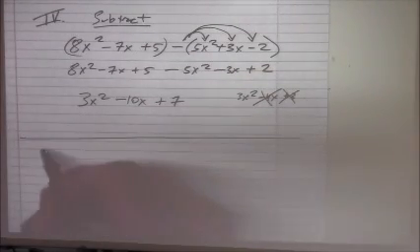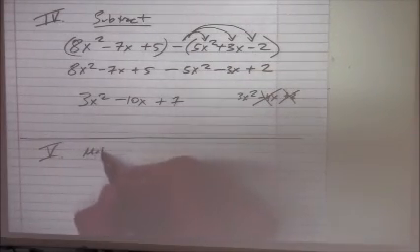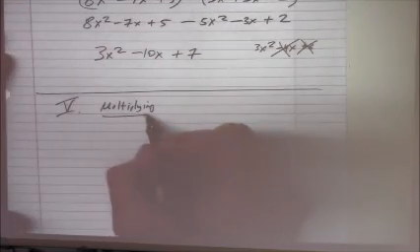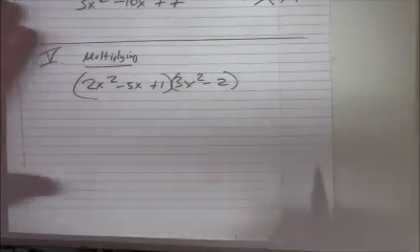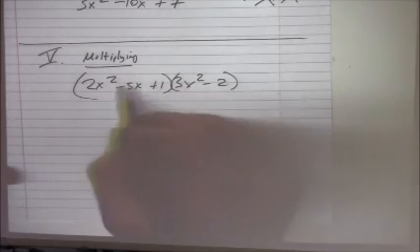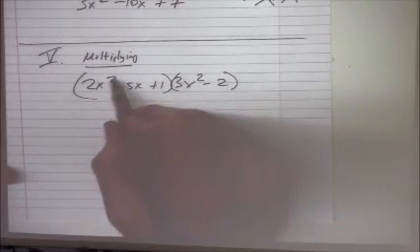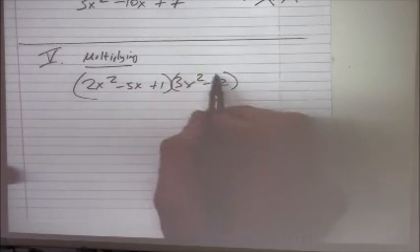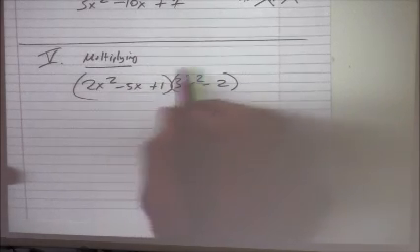Now, the fifth part is multiplying. So when we're multiplying them, let's take a look at this example. 2x squared minus 5x plus 1 times 3x squared minus 2. The textbook shows to take this times each one of those, so it would be 2x squared times 3x squared, and 2x squared times negative 2. Then negative 5x times that, negative 5x times that, and 1 times that, and 1 times that.